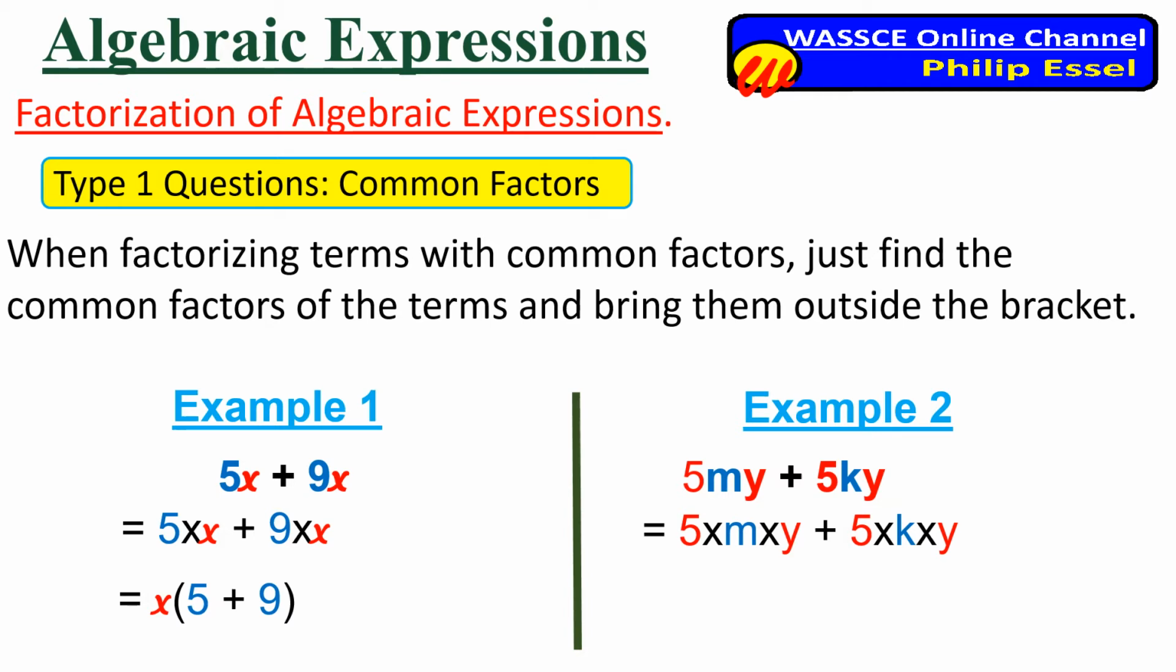Now let's select the items that are common to both terms of this expression and put them outside of the bracket. So the item 5 is common to both terms. Also the item y is common to both terms. So what this means is that we would take the item 5y and we will place it outside of the bracket, and we will leave the items m plus k inside of the bracket. So that would give us 5y bracket m plus k, bracket closed.